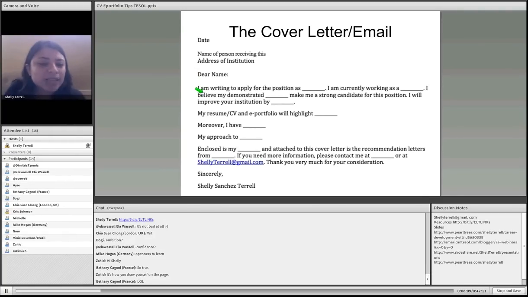And then here's basically the general way that it comes across. I am writing to apply for the position as whatever the position is. I am currently working as, list what you're currently doing, and then expand on me. These aren't just fill in the blank. These you can expand on. This is a very, very important part of the next step.